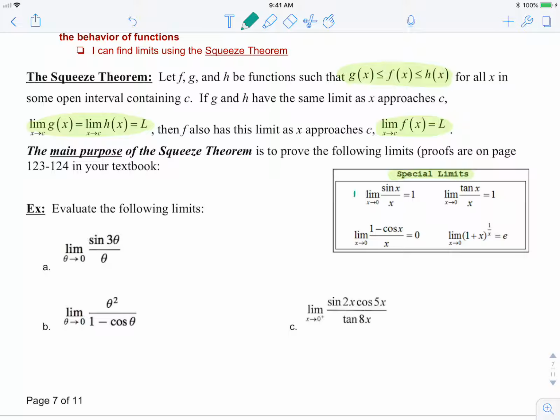And I just want to point out that for these three here, these limits are also true for the reciprocal.